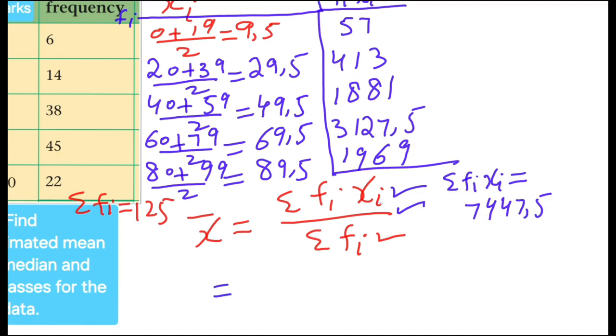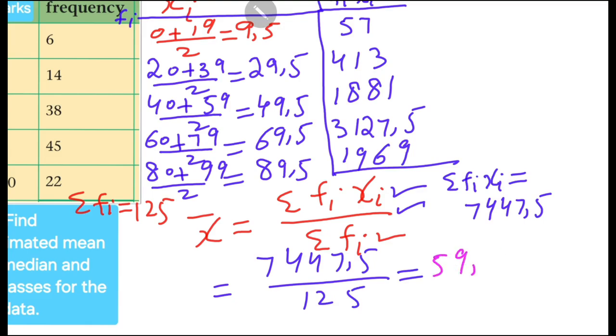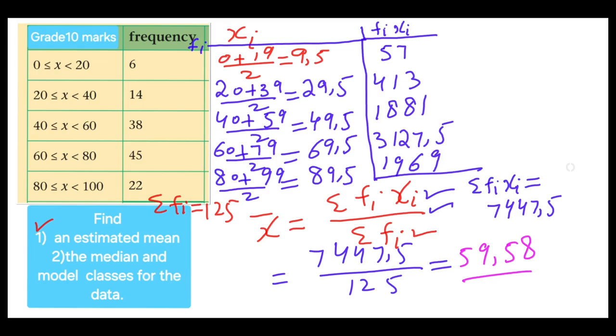So summation fi xi is 7447,5 divided by 125. The answer will be 59,58. I use my calculator. So this is my final answer. This is my estimated mean.